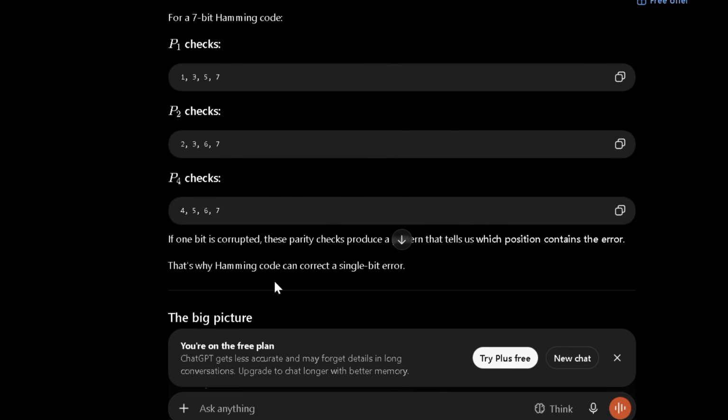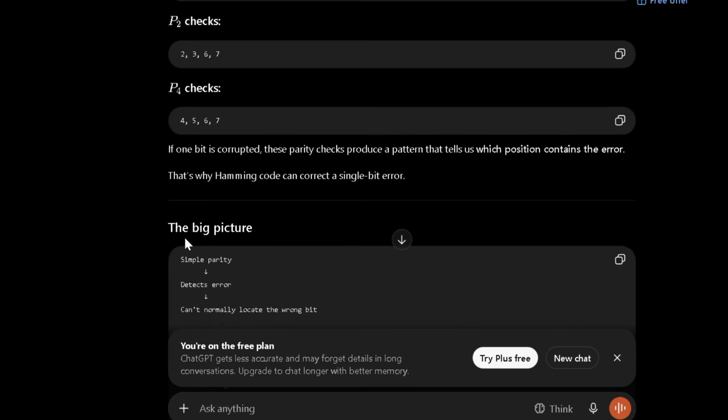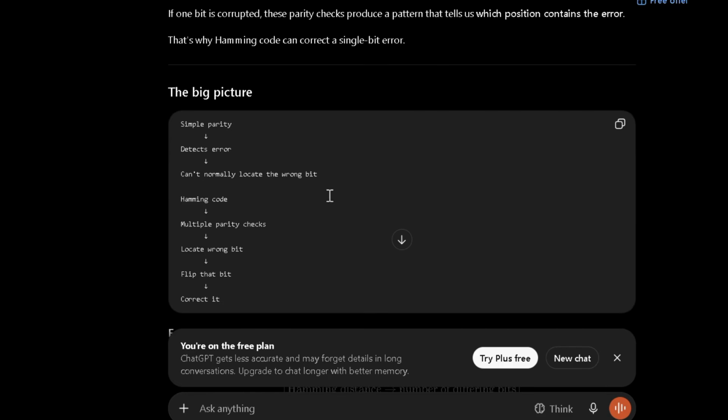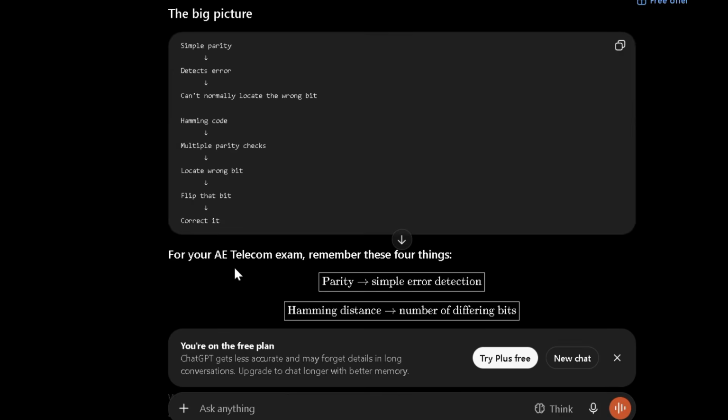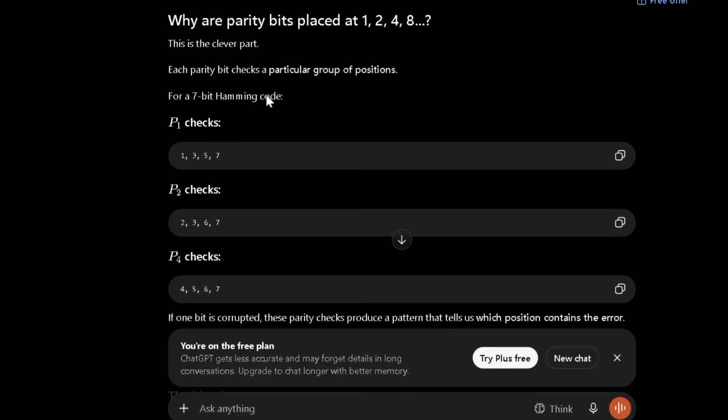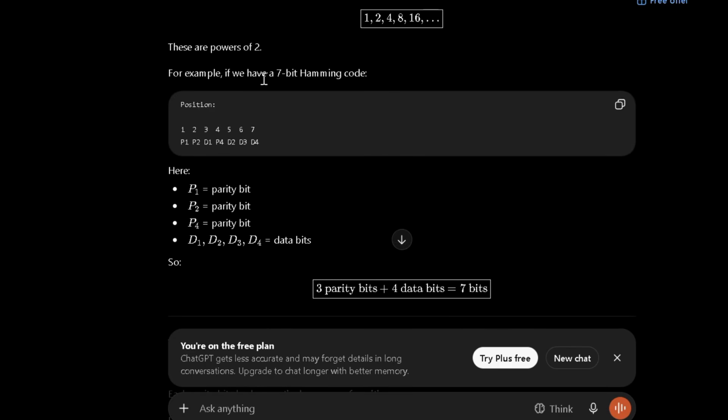The big picture: simple parity detects errors but can't normally locate the wrong bit. Hamming code uses multiple parity checks, locates the wrong bit, and flips that bit to correct it. So Hamming uses multiple parities. For example, in a 7-bit Hamming code, P1, P2, P4 are the three parity bits you are placing, and the others are normal data bits.